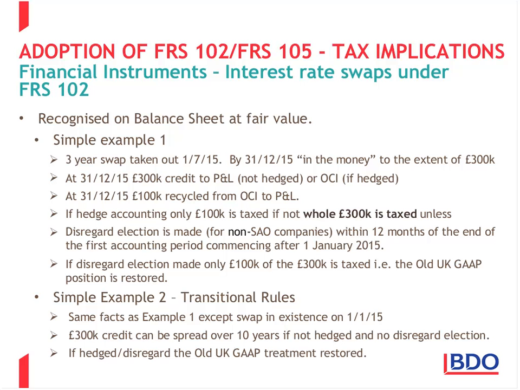Example number 2, same facts as example number 1, but we've changed the date back to 1st of January 2015. In that case, we have a £300,000 credit, but because it is a transitional adjustment, that can be spread over a 10-year period, and it is taxed in equal instalments of £30,000.